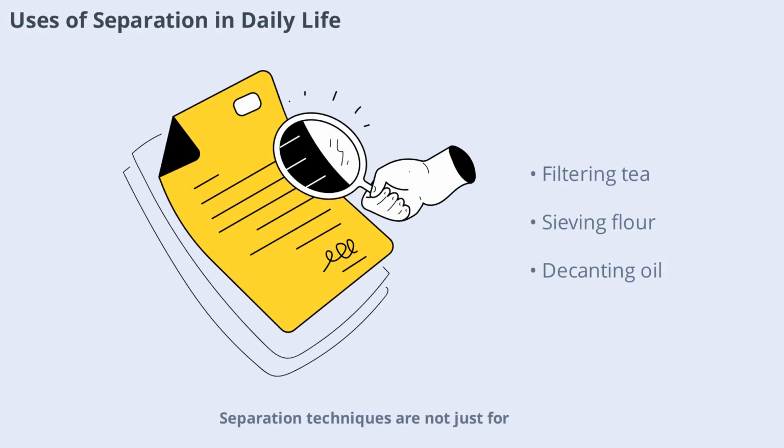Preparation techniques are not just for the laboratory, they're used in everyday life. For example, filtering tea leaves from tea, sieving flour, and decanting oil from water are all practical applications. Understanding these uses helps you relate scientific concepts to real-world situations, making it easier to remember and apply them in exams. Be prepared to give examples and explain the importance of separation methods in daily activities.